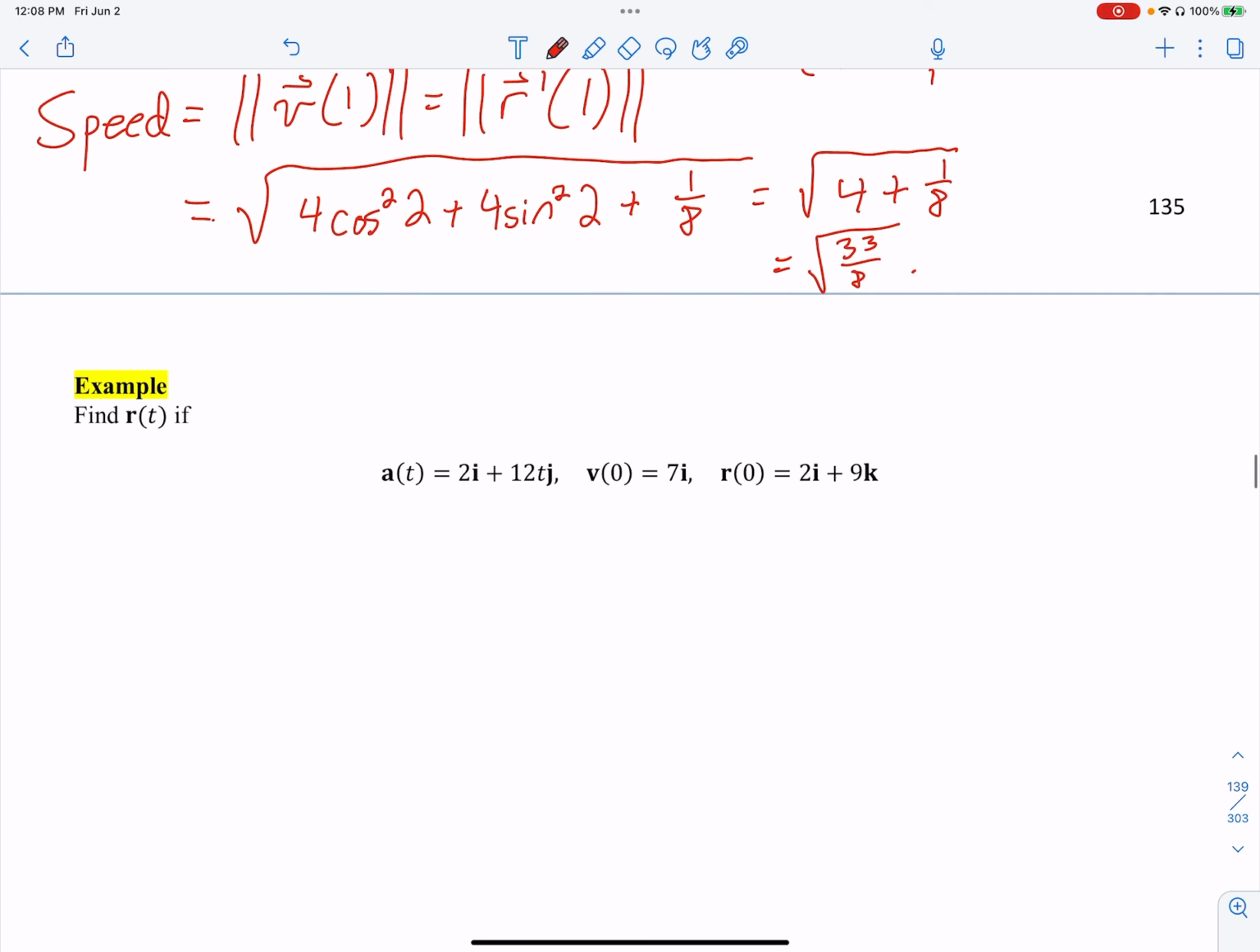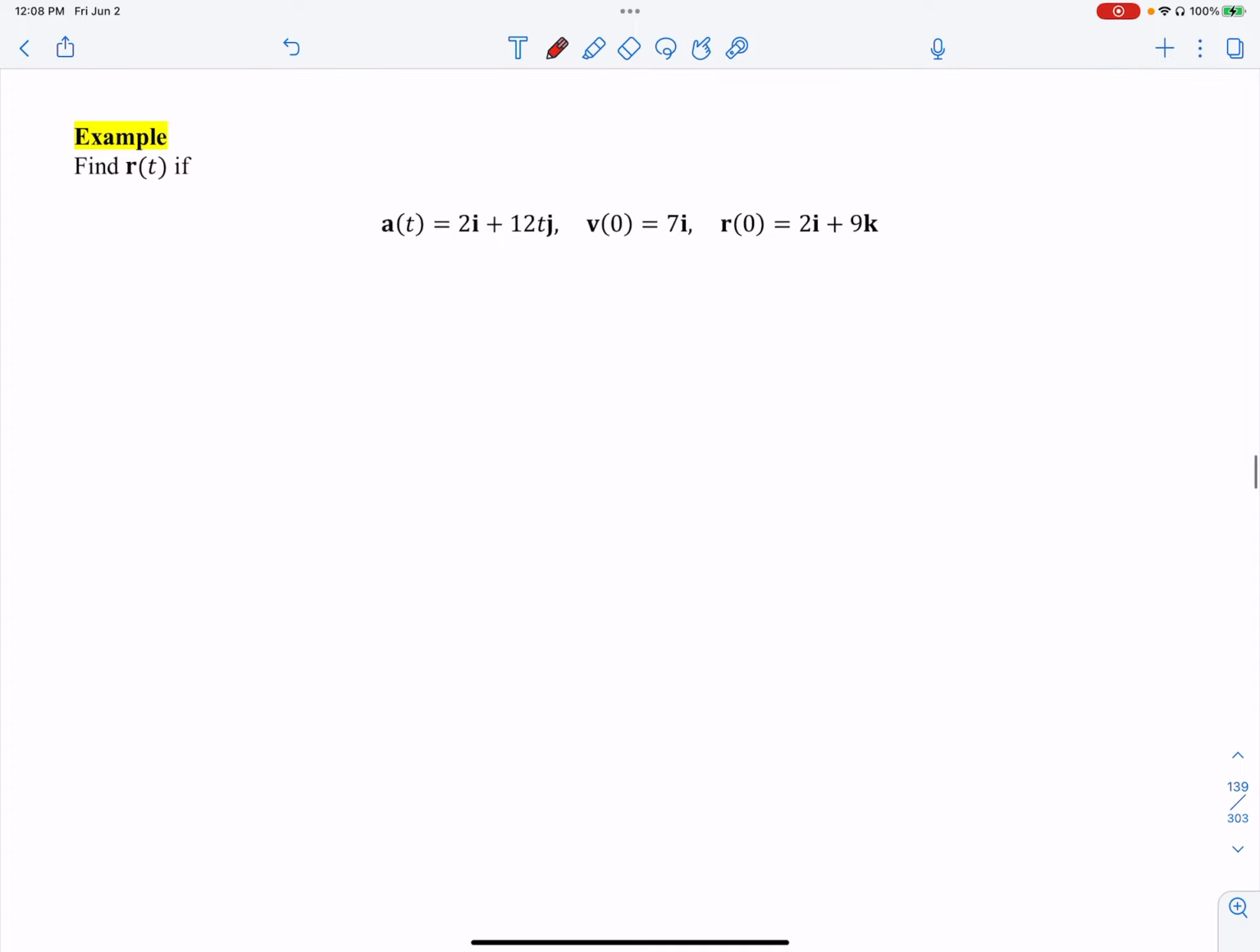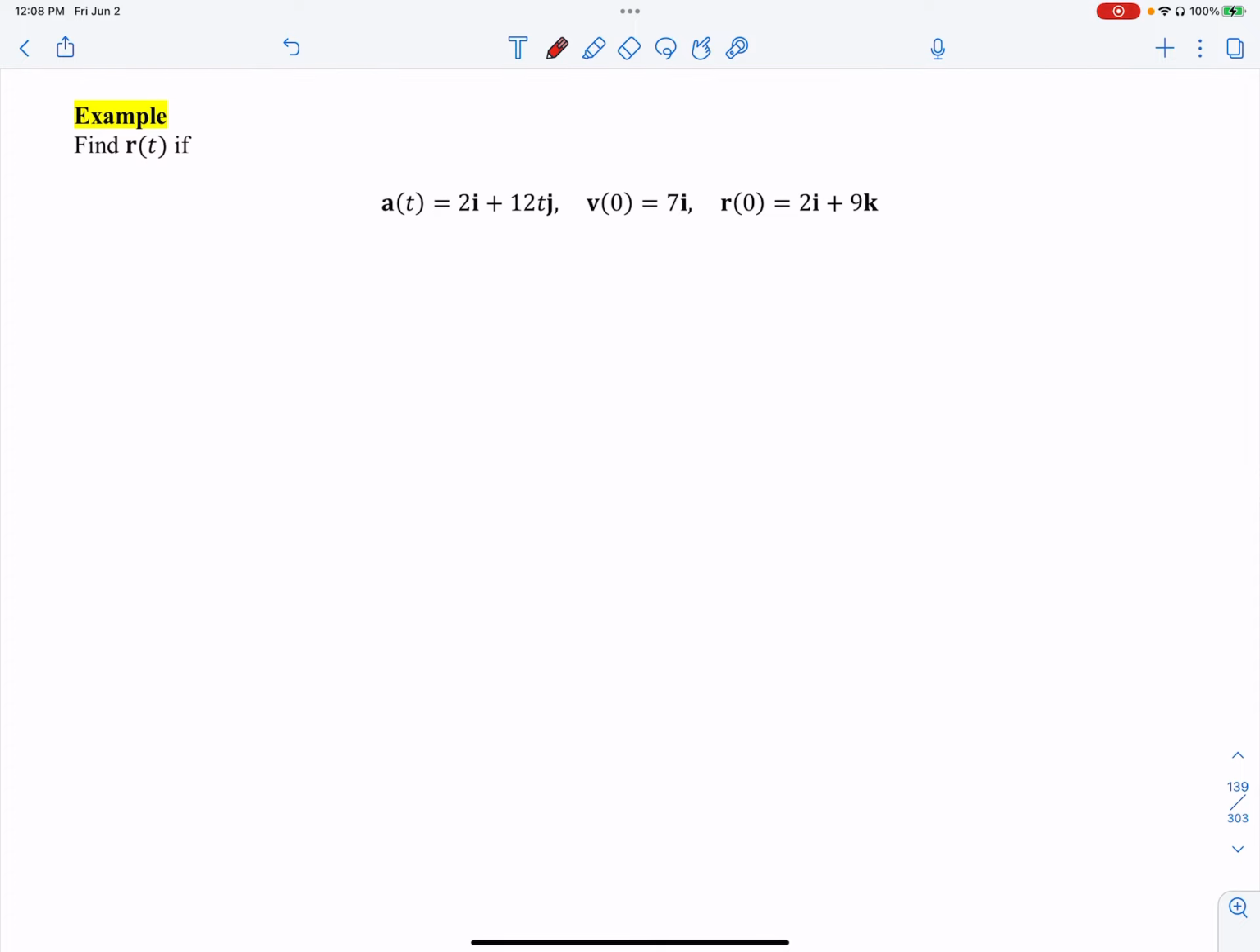Let's do one more example like this. They want us to find r of t if a of t is that, v of 0 is that, and r of 0 is that. All right, so we have to start working backwards. They gave us initial conditions, and they gave me a of t, so we just have to work through those.